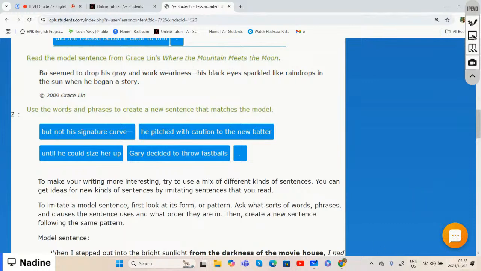And if we use the words and phrases to create a new sentence that matches the model, we say, "Gary decided to throw fastballs."